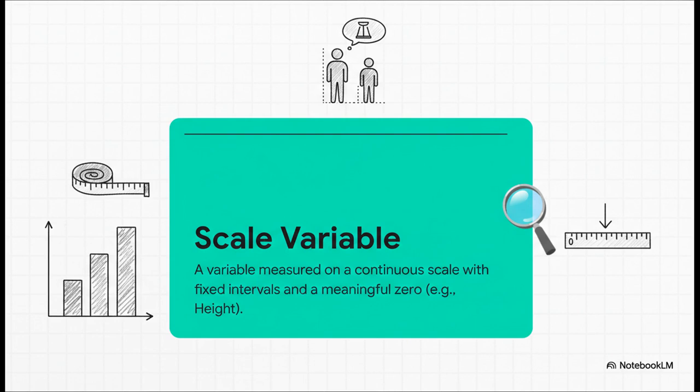And here's the huge difference. Unlike those nominal variables, these numbers actually measure something. They're quantitative. 70 inches is actually genuinely more than 60 inches. The numbers have real meaning here.